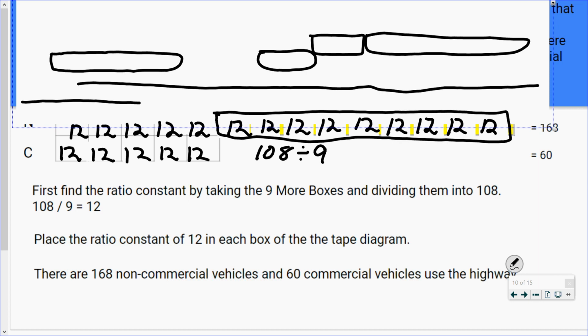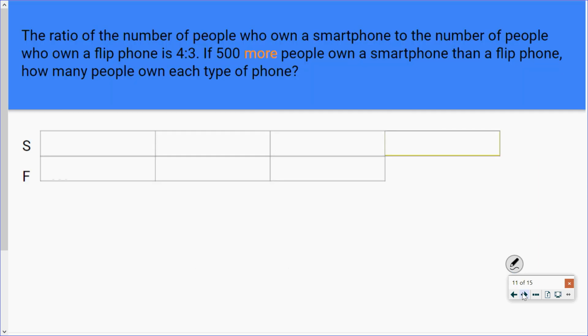Any questions on this? It's actually pretty simple once you get the numbers down. All right, now this one right here: the ratio of the number of people who own a smartphone to the number of people who own a flip phone is 4 to 3. If 500 more own a smartphone than a flip phone, how many people own each type of phone?